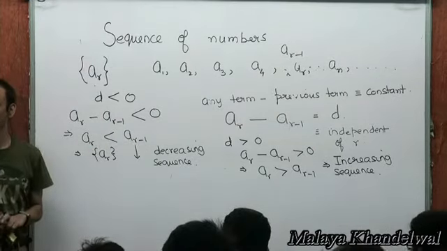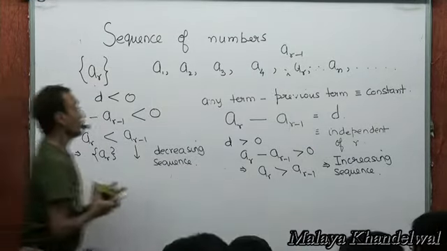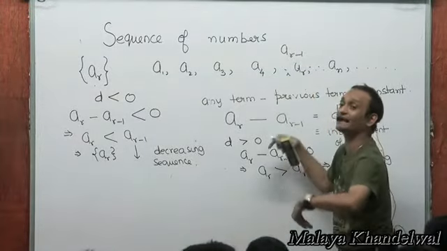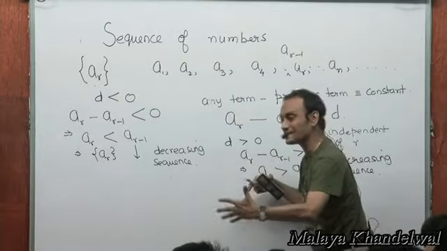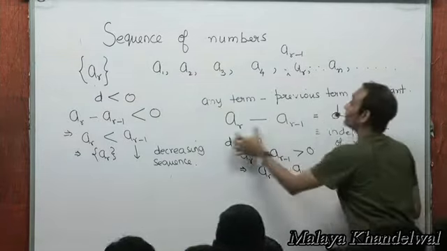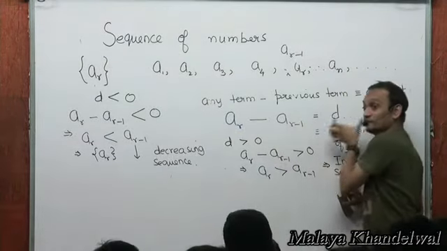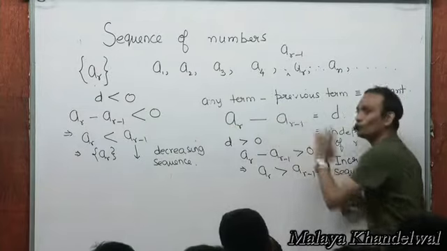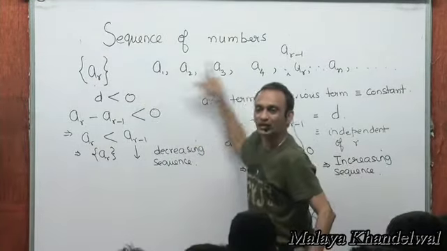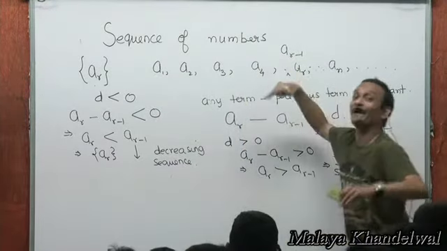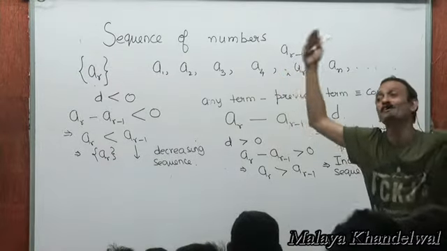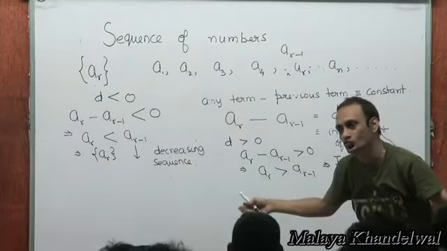Yes or no? Right? So if D is a positive number, then the sequence increases in value. If D is a negative number, the sequence decreases in value. If D is 0, as a special case, that means any term minus the previous term will be 0. That means any term will be equal to the previous term. That means A2 will be equal to A1, equal to A3, equal to A4. Then you get a collection of identical numbers. If D is 0, you get a collection of identical numbers. Yes or no? Yes. Right?